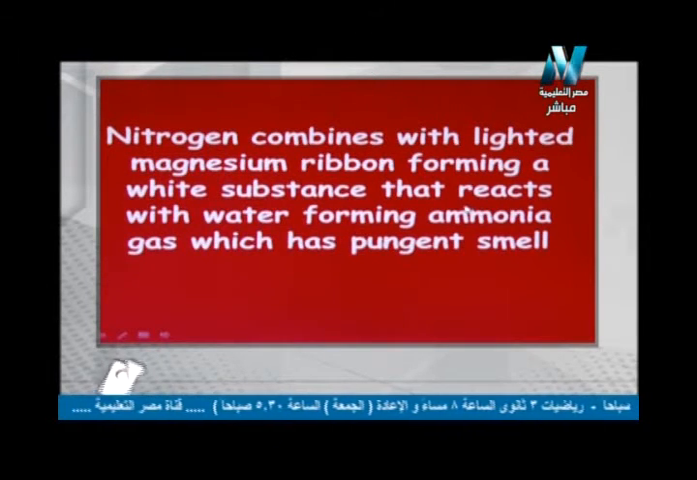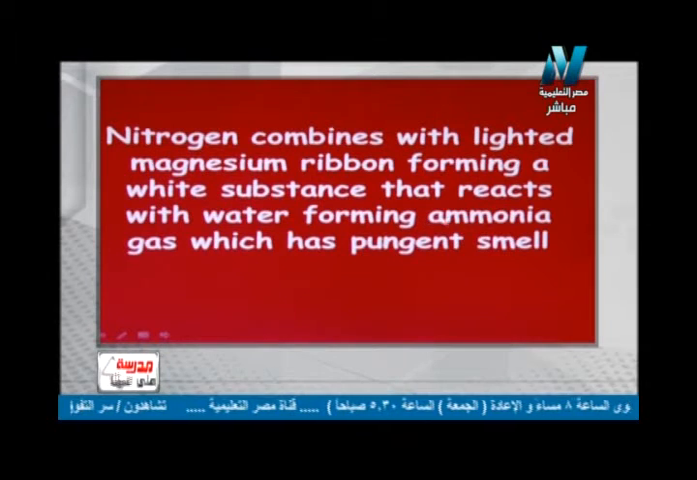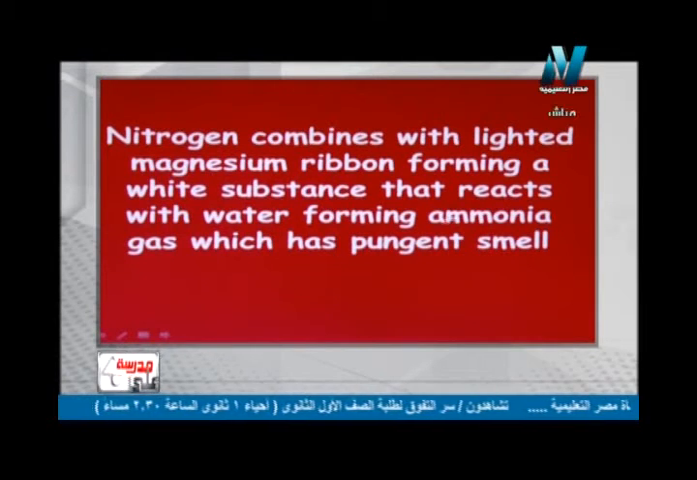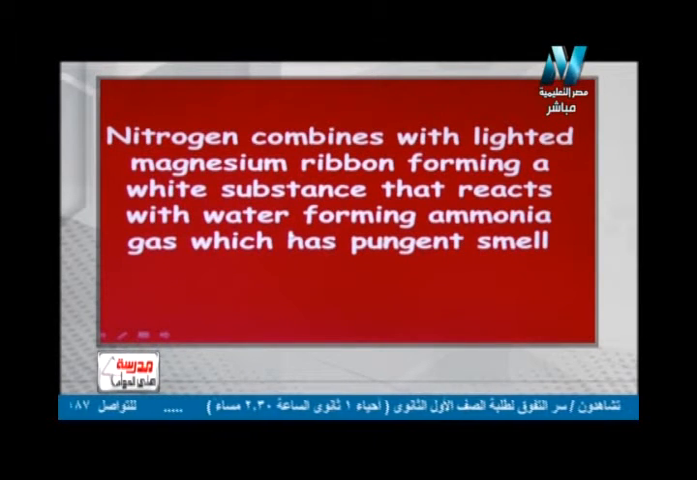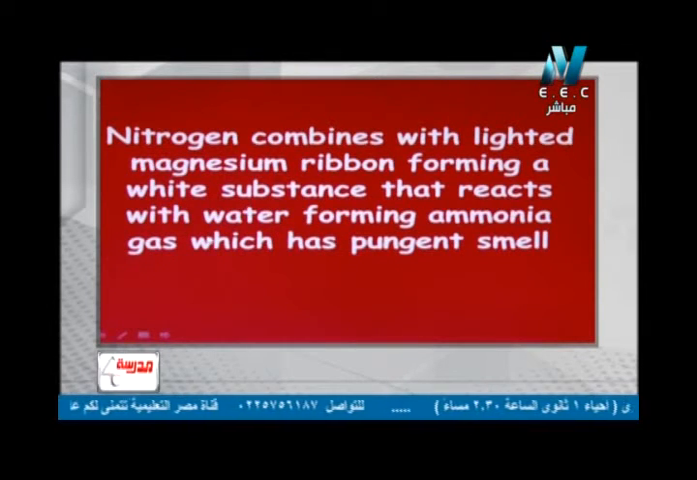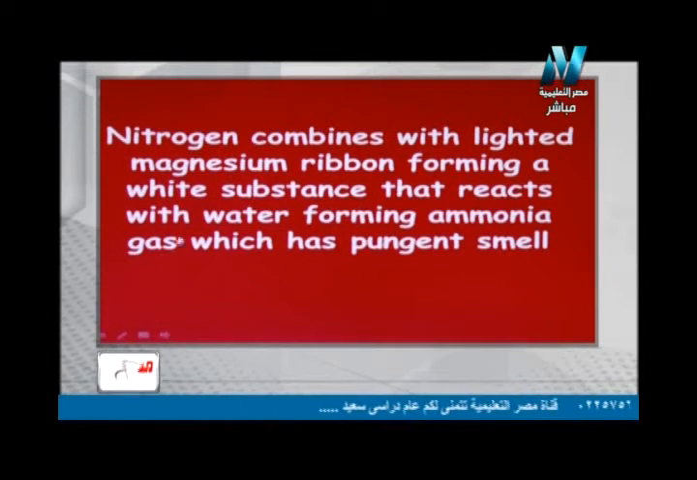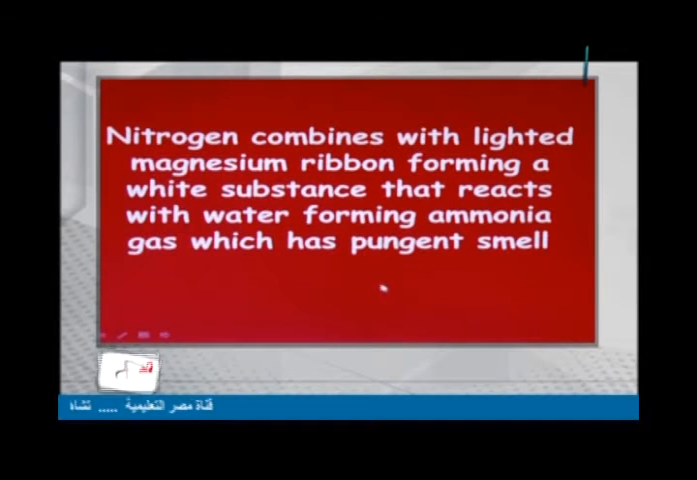Ammonia we may be hearing for the first time, but it is a very famous substance in the lab and very famous in industry. So again, ammonia gas, how is it formed? Ammonia gas is formed by the reaction of nitrogen gas, the magnesium ribbon and also water. Here three substances react with each other to form ammonia gas. So again, nitrogen combined with the lighted magnesium ribbon forming a white substance called ammonia, that reacts with water, which has a pungent smell.